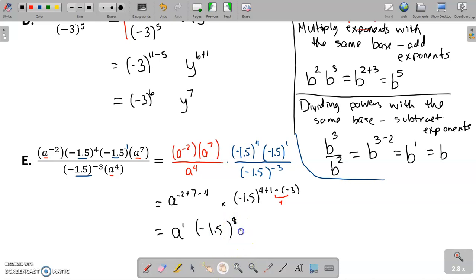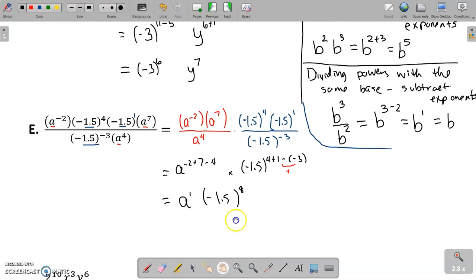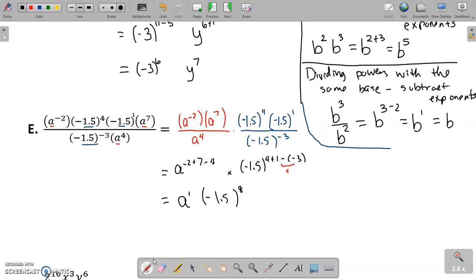And you can leave it like this and you would get full marks. But just normally in math, we like to see the number first and the variable next. So I'll just rewrite it like that. And again, we're not evaluating it at this point. So we'll have negative 1.5 to the power 8 times a. And if the exponent's 1, you don't need to write the exponent. I wouldn't deduct if you left it. So either way is fine. And what is important is that the negative 1.5 is always in brackets. So leave it in brackets.